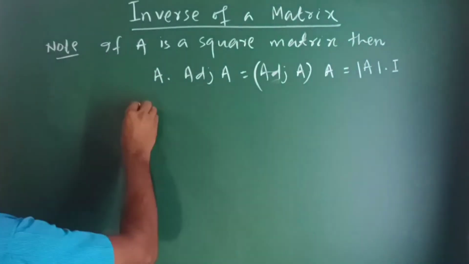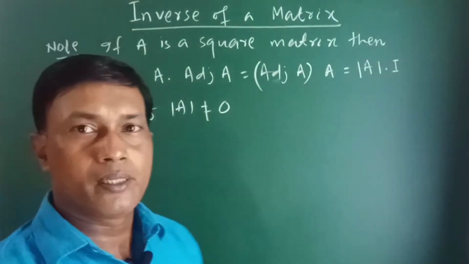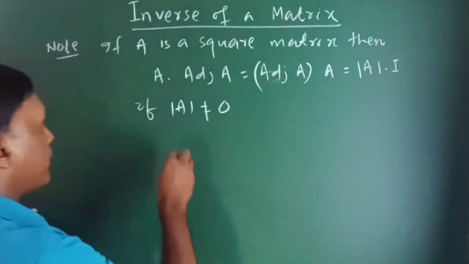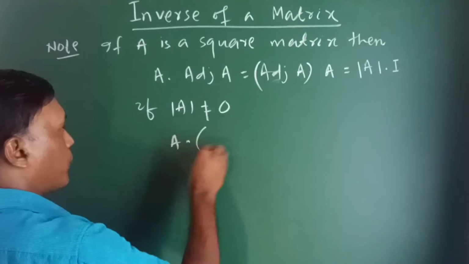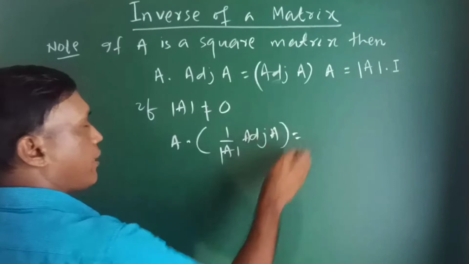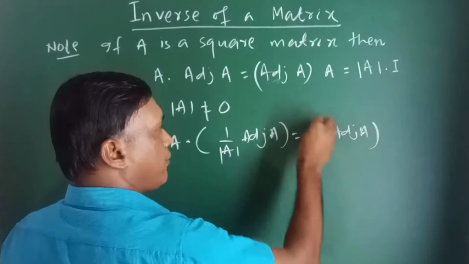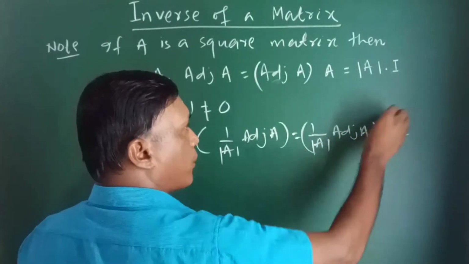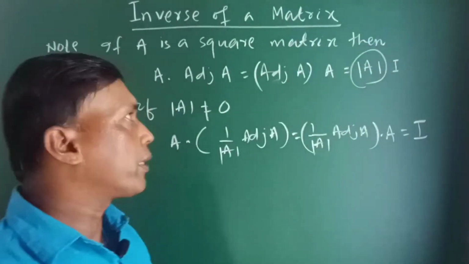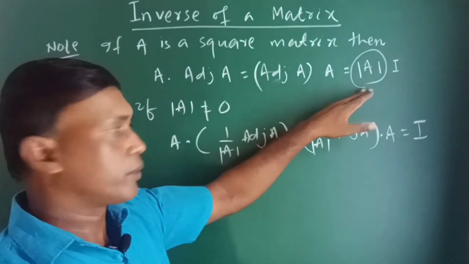If determinant A is not equal to 0, suppose the determinant is non-zero, then divide by determinant A. We find A into 1 by determinant A into adjoint A is equal to 1 by determinant A into adjoint A into A is equal to the unity matrix I. We simply divide determinant A on all sides. If we divide, we get this.